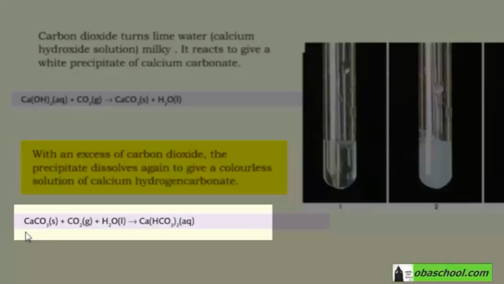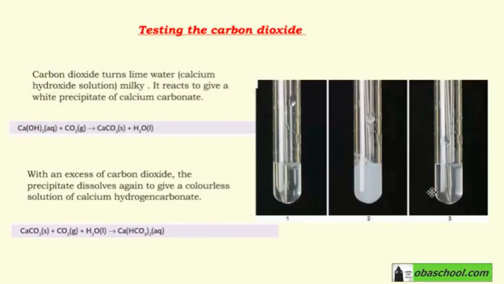The reaction is calcium carbonate reacts with carbon dioxide plus water to give the calcium hydrogen carbonate. So this is how to make sure that the gas we have is a carbon dioxide gas.